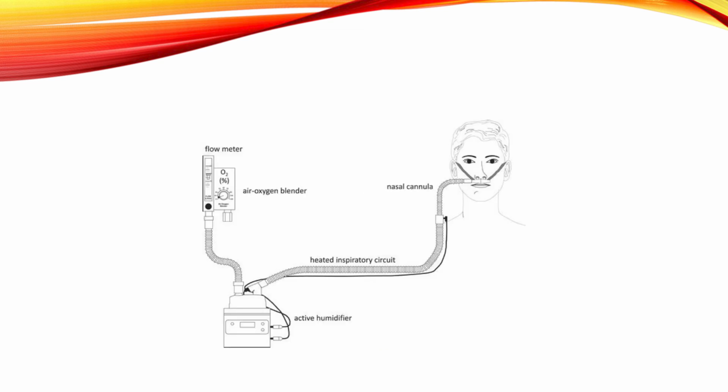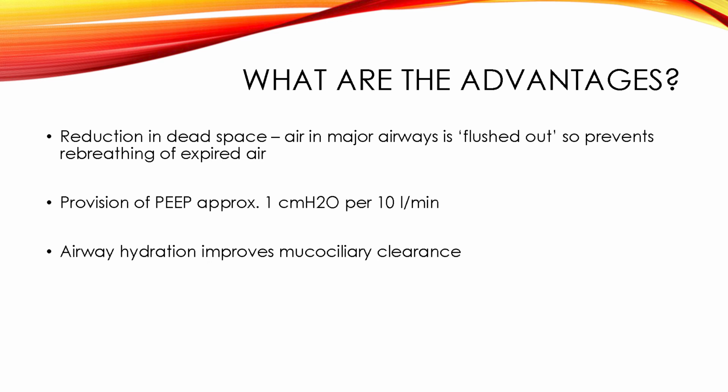Basically, there's a circuit which involves an air-oxygen blender, a humidifier which then heats and humidifies the air, attached to some very fat nasal cannulae. And the advantages of this are that it reduces the dead space. So the dead space is the air in your main airways, so your pharynx, larynx, trachea, and main bronchi, which isn't contributing to your respiration and often doesn't get exchanged in a normal tidal breath. And so putting high flow rates of air and oxygen in flushes out this dead space. You're not rebreathing expired air.